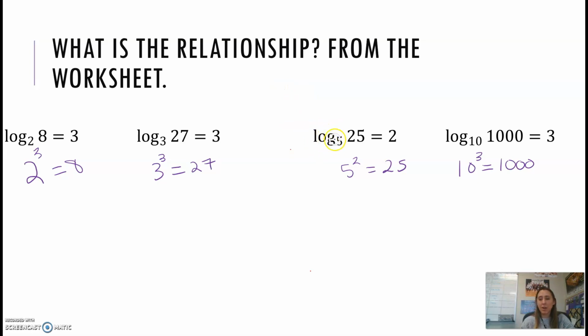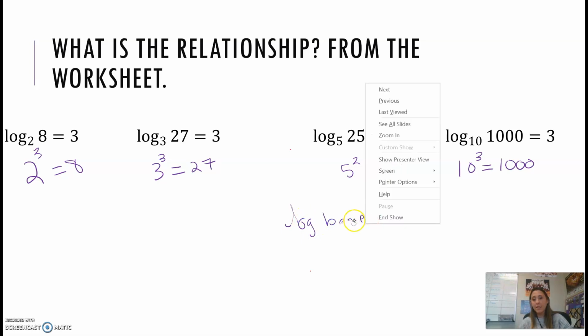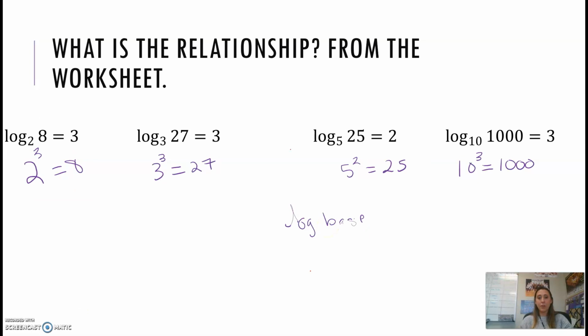So we're going to look at this: log base 5 of 25 is equal to 2. The way that we say that sentence is log base 5 of 25 is equal to 2. So log base 5 of 25 is equal to 2. That's how you read it, and it's going to help you when we rewrite it and we convert back and forth.